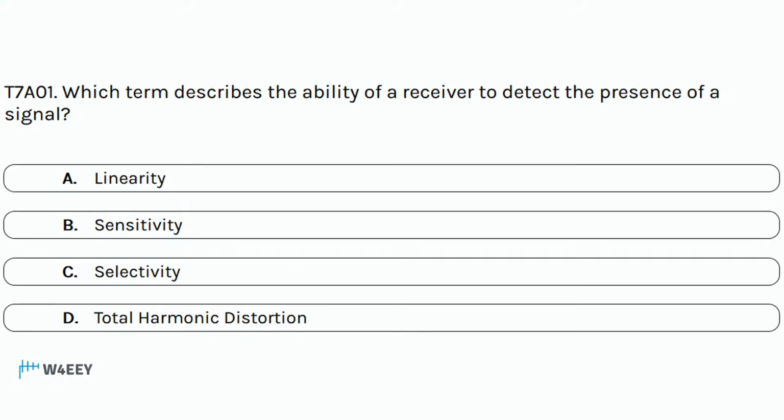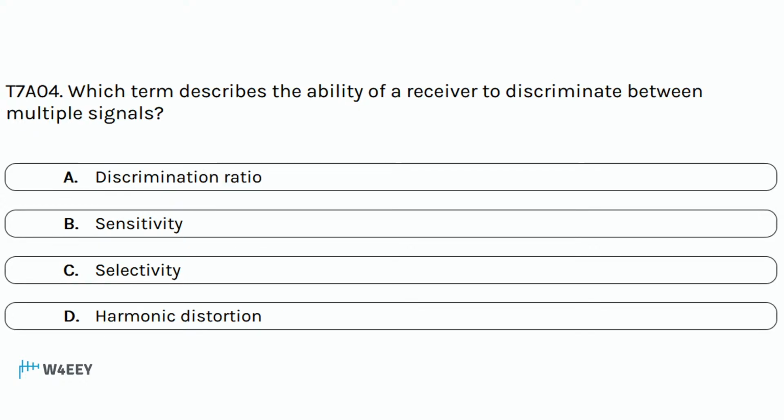And which term describes the ability of a receiver to detect the presence of a signal? Bravo. Yes, indeed. Sensitivity. And which term describes the ability of a receiver to discriminate between multiple signals? Charlie. Yeah, I heard C there. That's right. Selectivity.